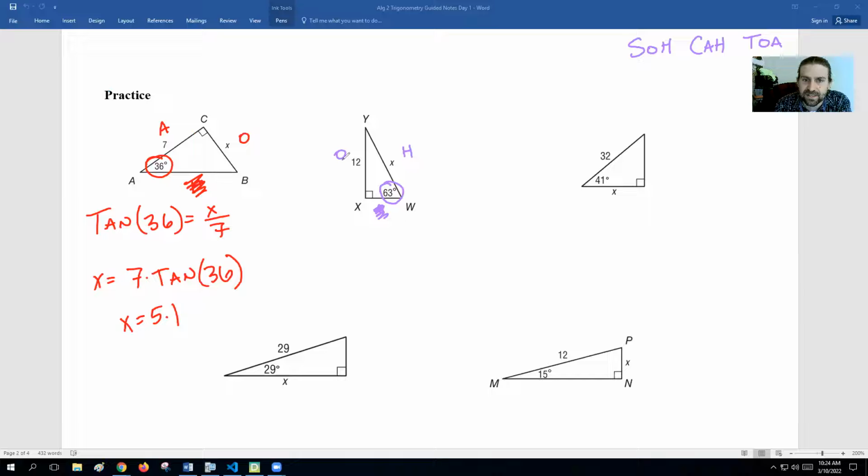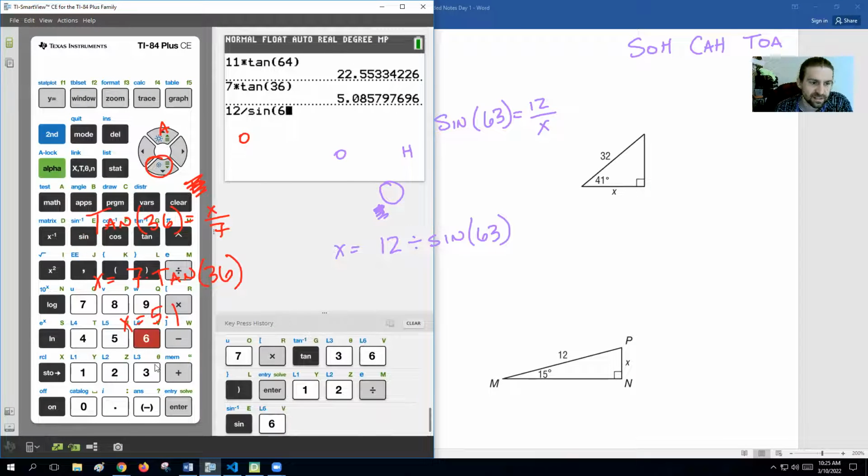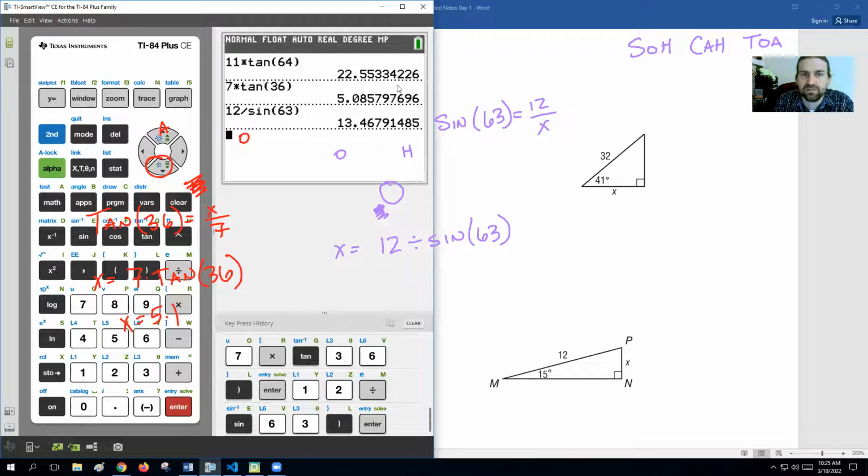What is that with the O and the H? That would be sine. So sine of the angle 63 equals opposite, which is 12, over the hypotenuse, which is x. If x is ever on the bottom, you're going to divide. So you're going to do 12 divided by sine of 63. A graphing calculator is super nice because of this. You just type it in, 12 divided by sine 63. It does all the work for you. You just round, and that would be 13.5.